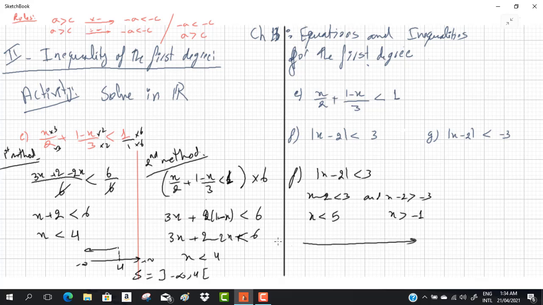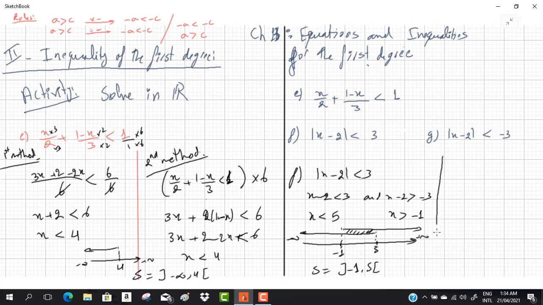So we have on a number line, x is less than 5, this is 5, and it's dotted to the left. x greater than minus 1, this is minus 1, and also dotted to the right. They both intersect here, so the solution is from minus 1 open to 5 open.